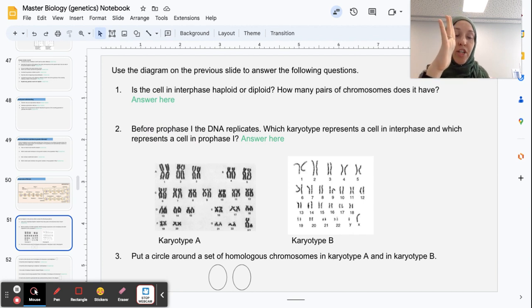So here is my original chromosome, and now it replicated, and I have two identical copies of my genetic information attached to each other. So my question here is, this is a karyotype of prophase 1. Is prophase 1 haploid or diploid? Prophase 1 is still diploid because I have one.